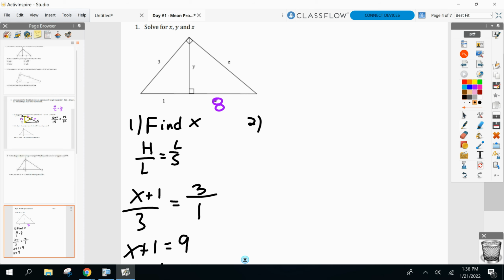All right, what do you want next? Jonah, what do you want? Y. All right, sure. We got enough to find Y and Z, so let's go. Let's find Y now. Ooh, 2 different ways I could find Y. I could use SAS now. Or does anybody see Pythagorean theorem you could use?